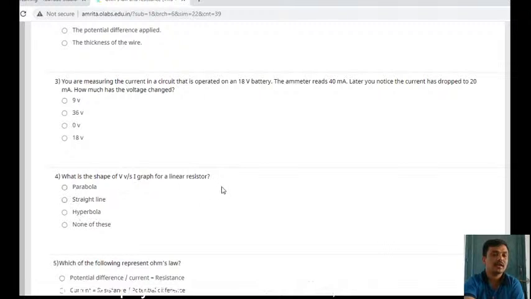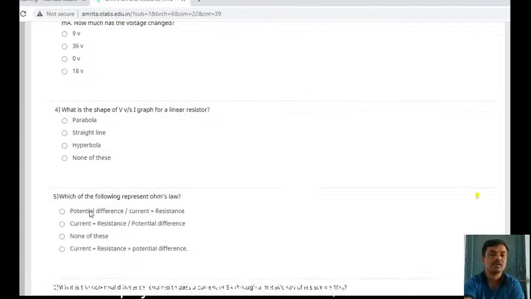Okay, for the linear resistor, it's a straight line, right? Then like this you can also answer these questions. What is the formula for the potential according to Ohm's law, which is correct? V by I is equal to R. First one is correct, na? Like this you can answer. It is very easy.